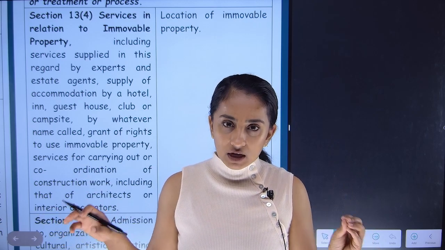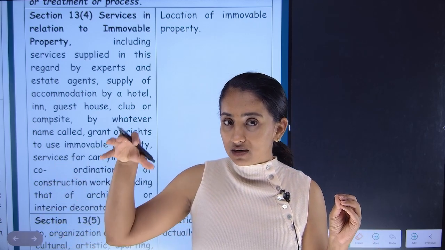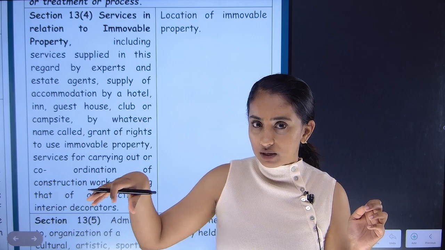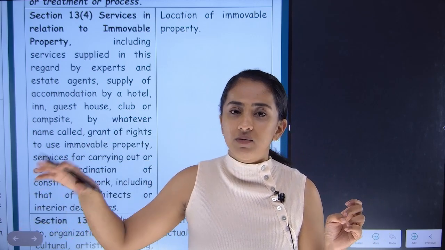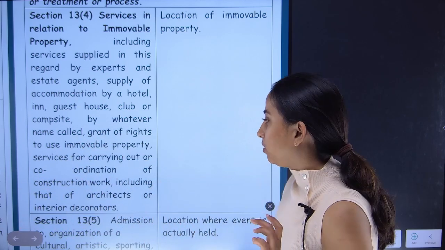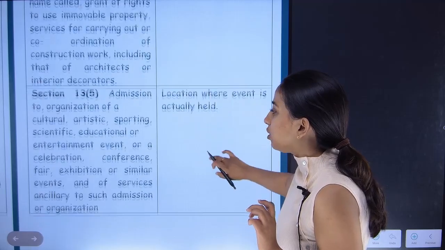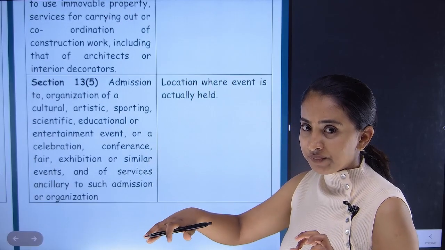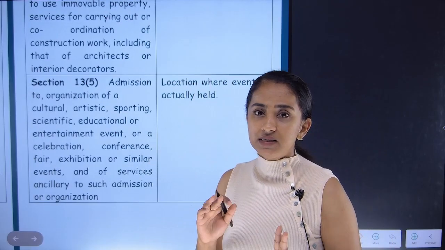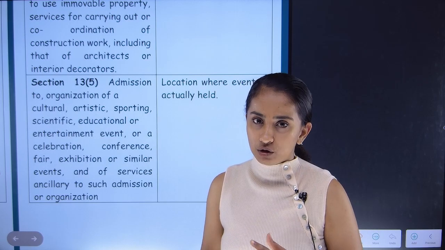So, from India, who's the recipient? Australia. Where is that immovable property located? That is in Australia. Australia will be the place of supply. Simple. Okay. Next, admission organization. See, all these are the same as what we saw earlier, but here one of the parties is outside India. So, this will qualify as import or export.